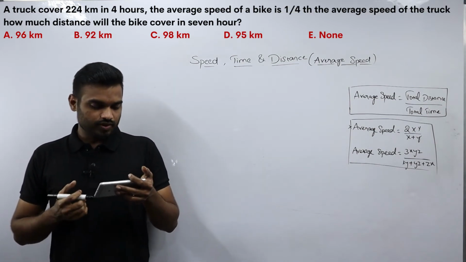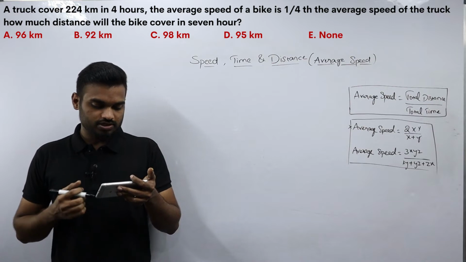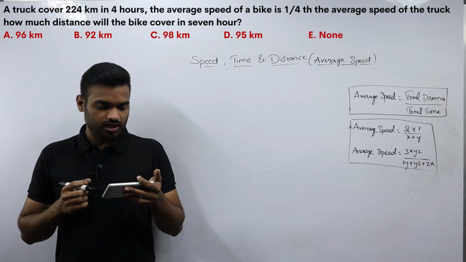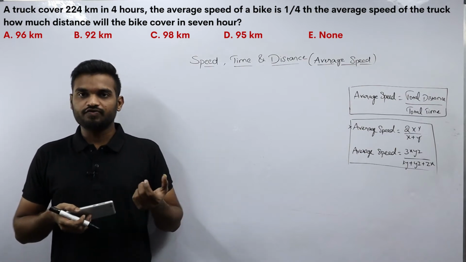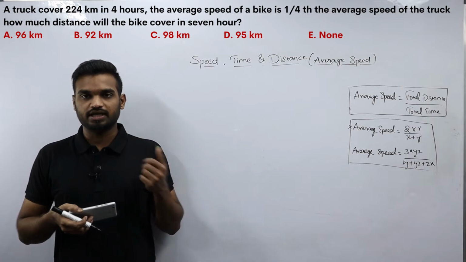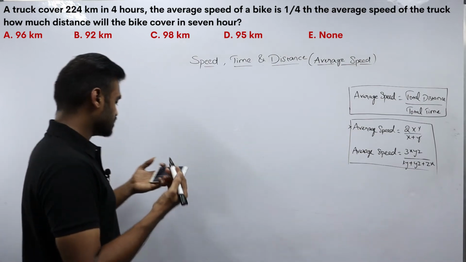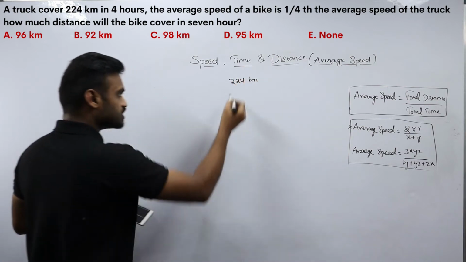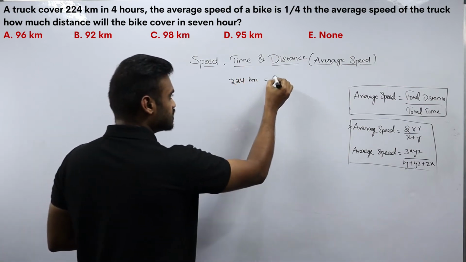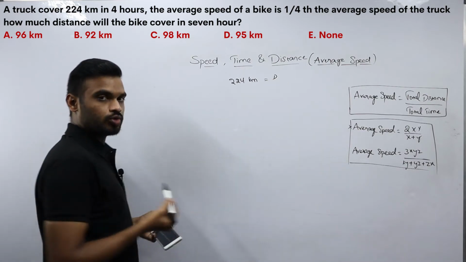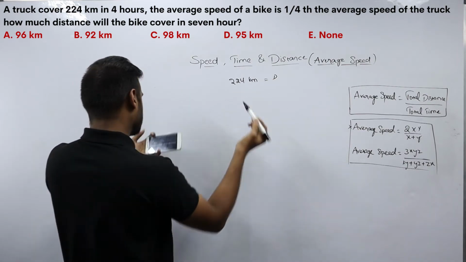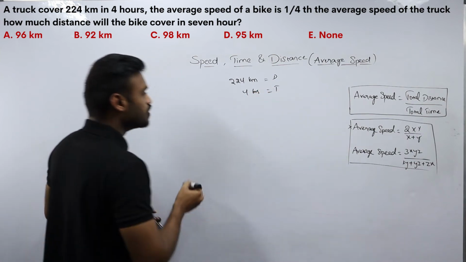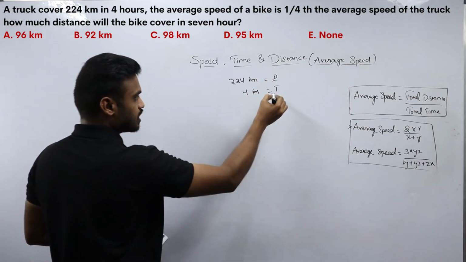They are saying that a truck covers 224 km in 4 hours. The average speed of a bike is 1/4 of the average speed of the truck. How much distance will the bike cover in 7 hours? So we need to find out in 7 hours how much distance the bike covers. See here, it is given that a truck covers 224 kilometers. So this is the total distance, that is D here. And T, the time it takes, is given as 4 hours. So T equals 4 hours.